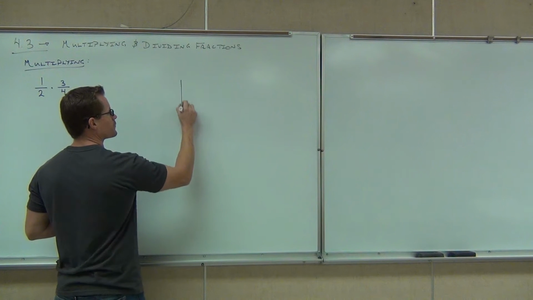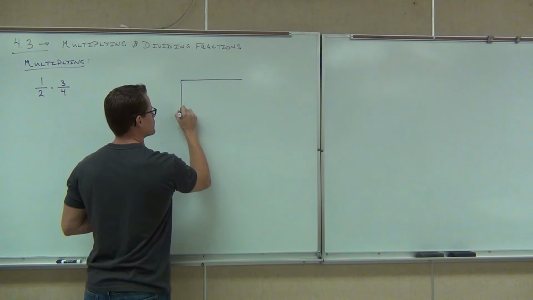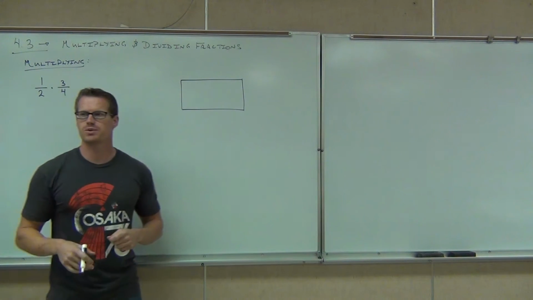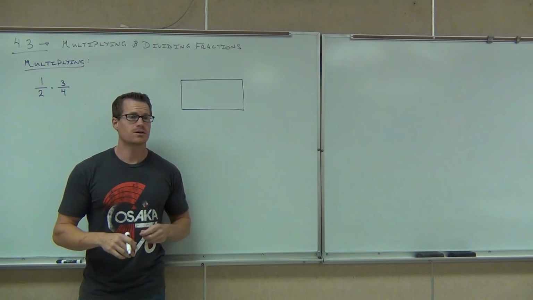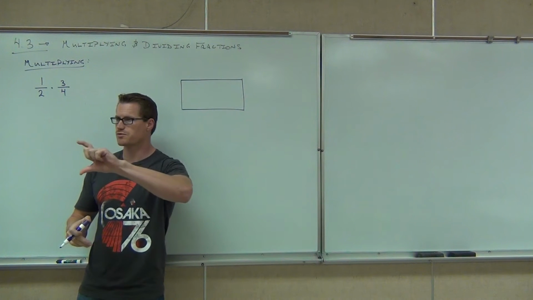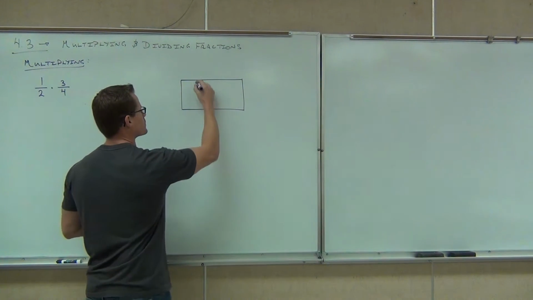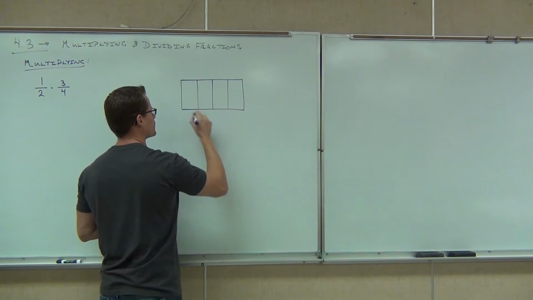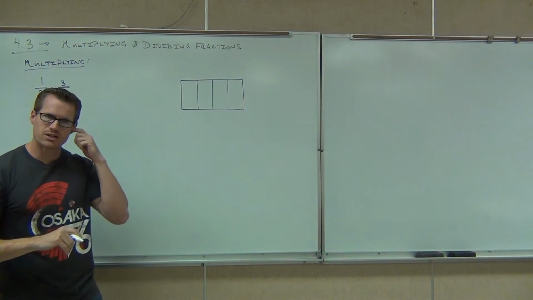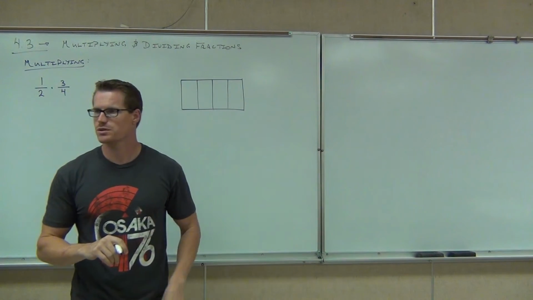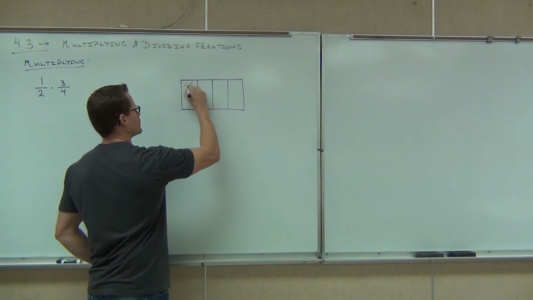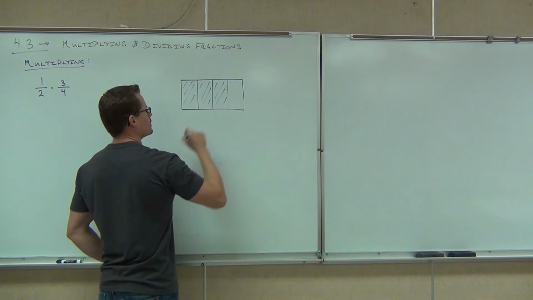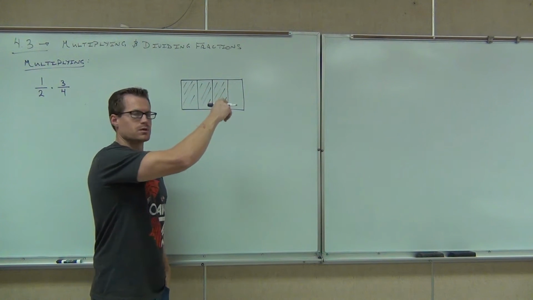So let's draw a picture first of 3/4. If I'm drawing 3/4, how many partitions do I need? 4. Good, because the denominator is 4. That means I'm cutting this into 4 segments. And how many do I shade if I'm talking about 3/4? 3. Would you all agree that this is 3/4? Yes.